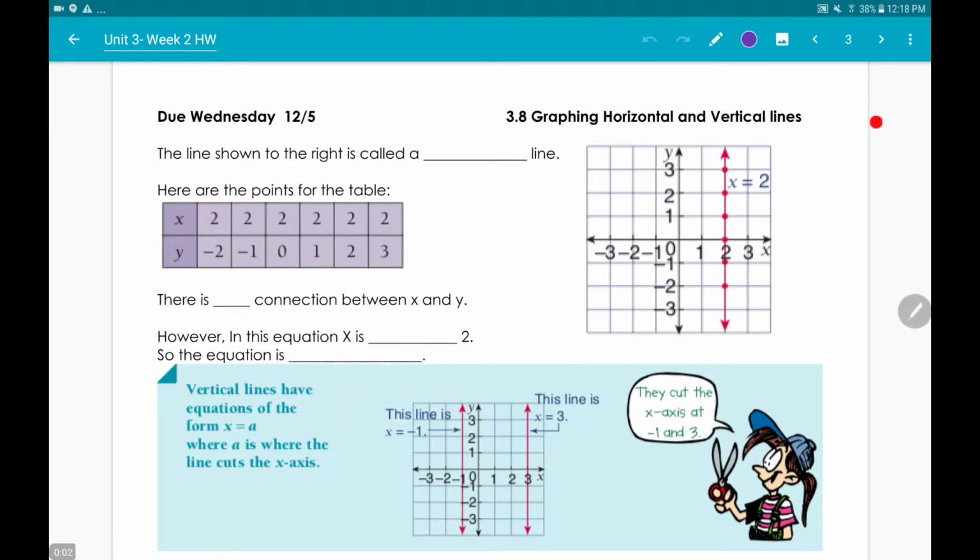Hi guys, so we are graphing horizontal and vertical lines in this video, and we are going to be using this on Wednesday in class. So make sure you fill this out and bring it with us to class.